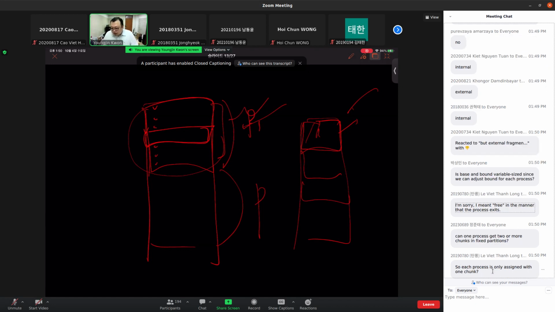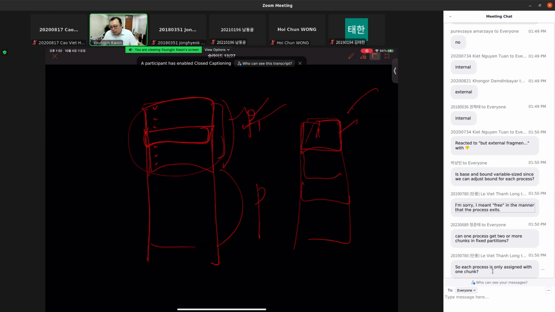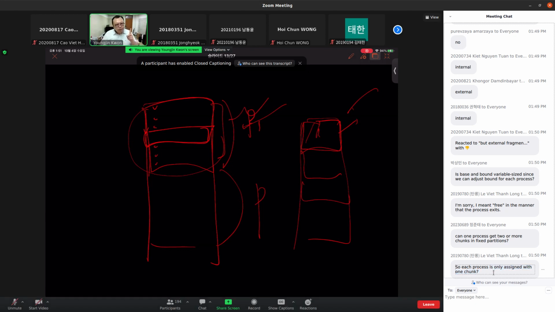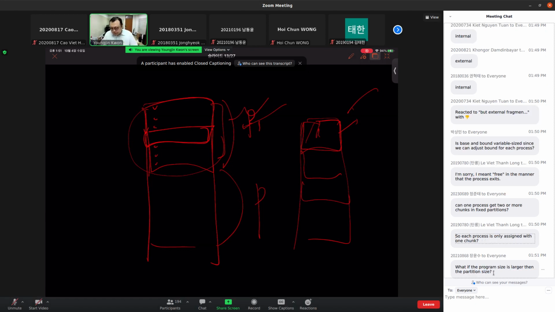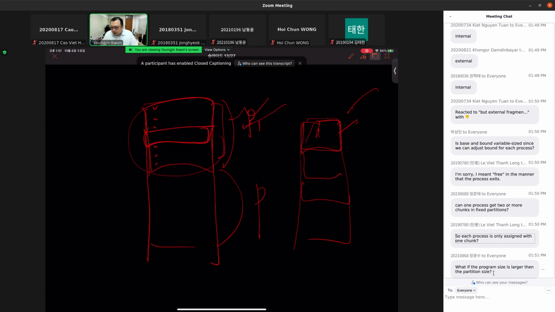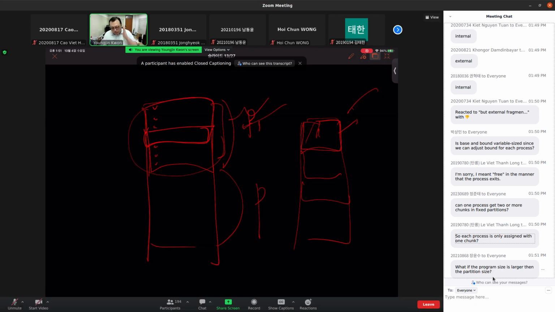Question: can one process get two or more chunks in fixed partition? No. One process uses only one chunk. Each process is only assigned one chunk. Base and bound are the same: one process uses only one base and bound chunk.